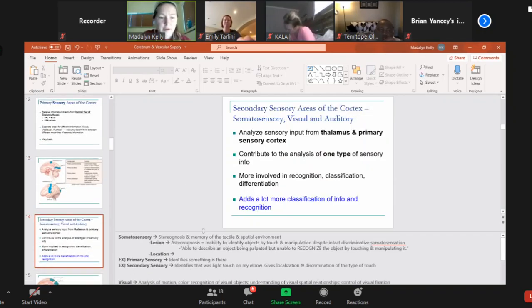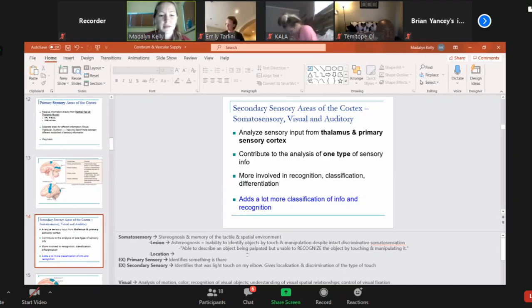Secondary sensory. Somatosensory, we have 3 different parts of secondary sensory. Somatosensory is stereognosis and memory of tactile and spatial environment. So you have your eyes closed, someone gives you something, you're moving it around in your hands, and then you identify that it's a pen.